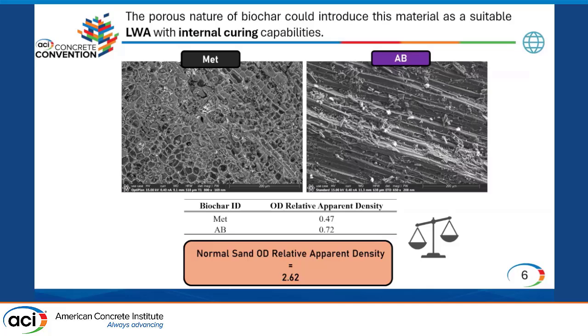Also, the results regarding their oven-dry relative apparent density demonstrate that this material has a very lightweight nature. Compared to the normal-weight sand that we mostly use in concrete, which has a relative density of around 2.6, we will see that this material is much lighter. It has a relative density of 0.5 to 0.7.